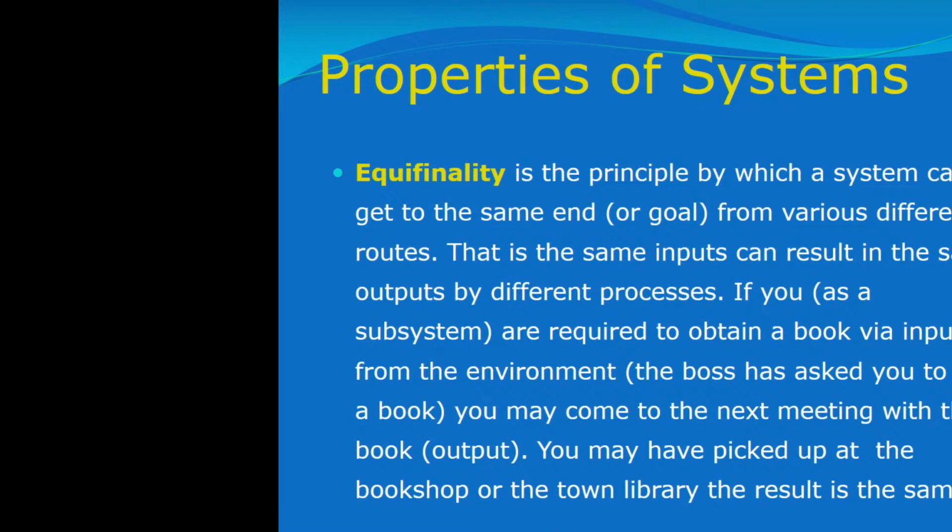Now let's talk about some properties of systems. Equifinality is the principle by which a system can get the same end or goal from various different routes. That is, the same inputs can result in the same outputs by different processes.